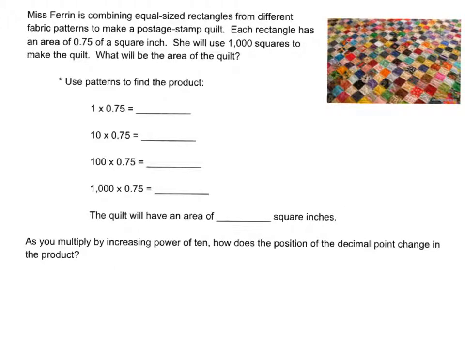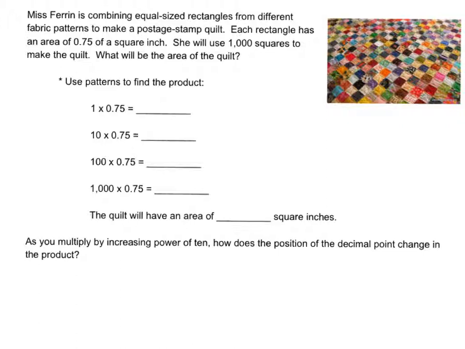Ms. Farron is combining equal-sized rectangles from different fabric patterns to make a postage stamp quilt. Each rectangle has an area of 75 hundredths of a square inch, so pretty small squares. She will be using 1,000 squares to make the quilt. What will the area of the quilt be? To do that, we're going to multiply. We are going to find patterns to do that.